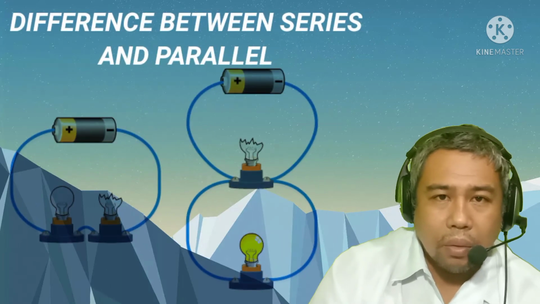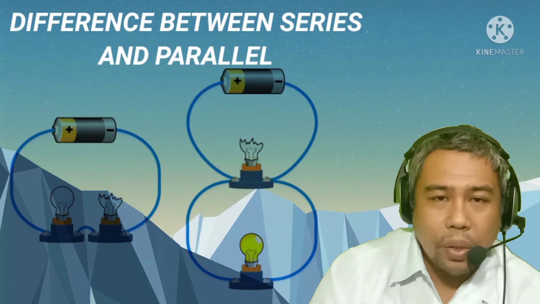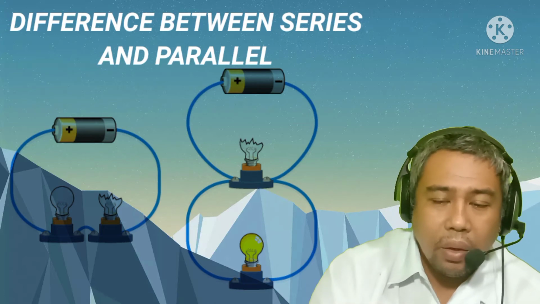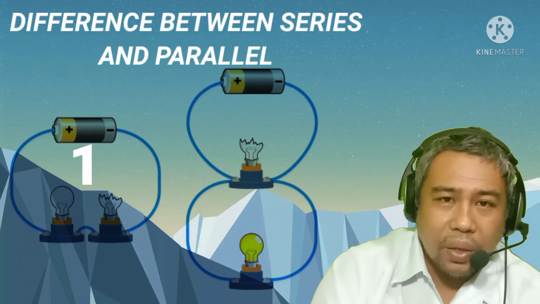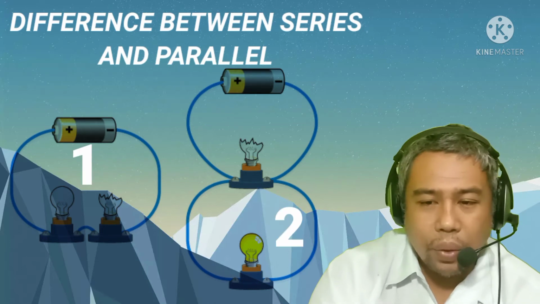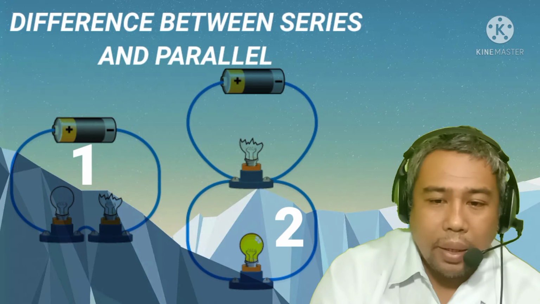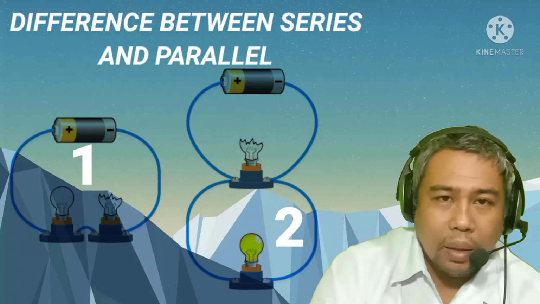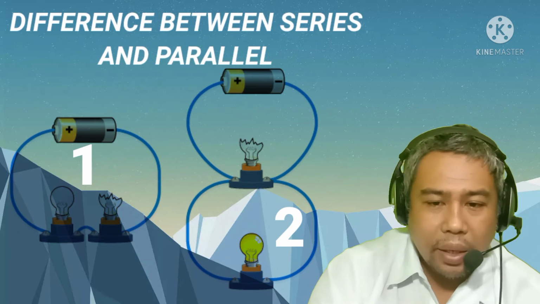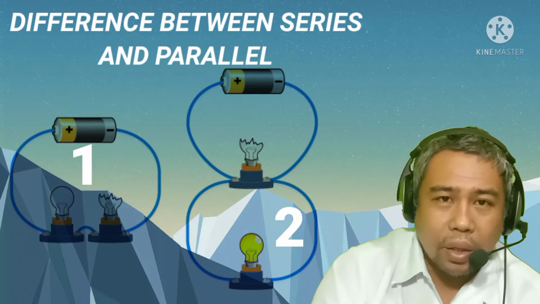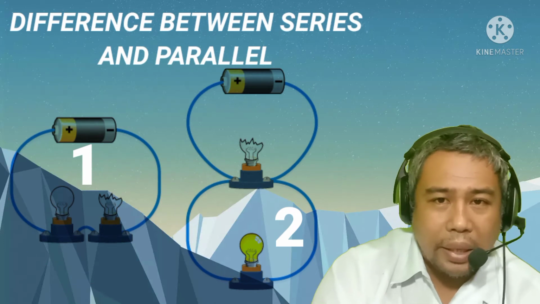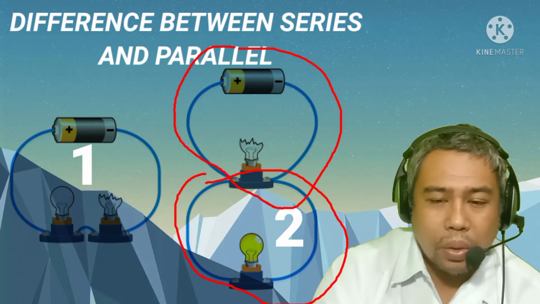So let's proceed to the difference between series and parallel circuit. I have two illustrations here. Illustration 1, we have the series, and illustration 2, we have the parallel. As I said earlier, the series is connected in one loop. The parallel is connected in two or more loops.